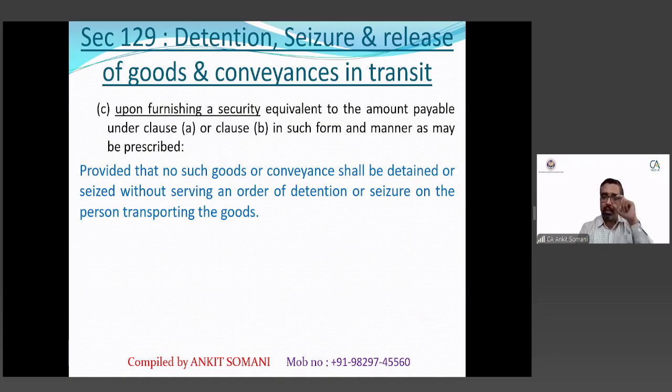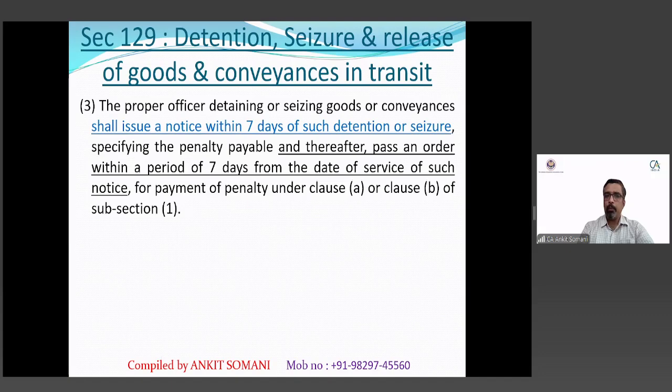Now, in such a case, he must clearly mention that this payment of penalty is absolutely for the purpose of peace of mind and only for the immediate release of goods and the immediate release of the conveyance. He is not under an intention to settle the case there and then.